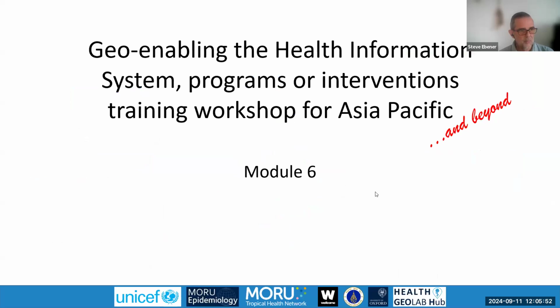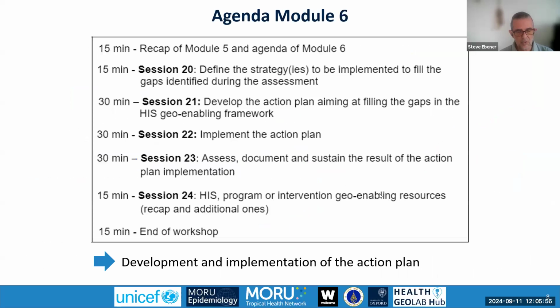So today we'll look at an additional specific set of topics, going back to the whole implementation process of the HIS Geo-enabling framework, which really concerns the development of an action plan aiming at filling the gaps observed during the assessment that is performed at the beginning of the overall process, and also implementing this plan and assessing its implementation. And we will finish today with a recap in terms of resources, the main resources that have been shared with you during these modules, and a few additional ones that could be interesting for your own respective program or intervention.